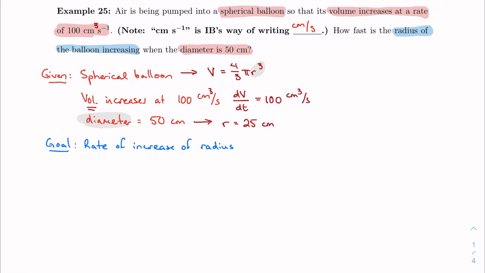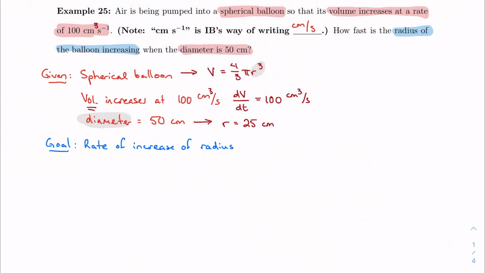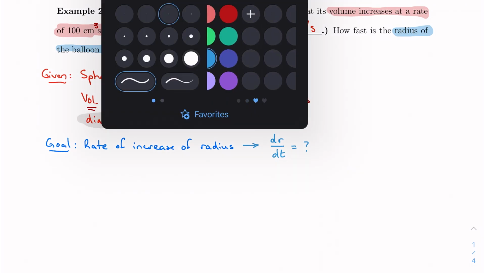And we're asked to find the rate of increase of the radius, which again, if we're talking about rates, then we're talking about derivatives. So the rate of change of the radius, dr with respect to time, dt, and that's what I'm being asked to solve for. I like to get a picture, so let's get a diagram going.